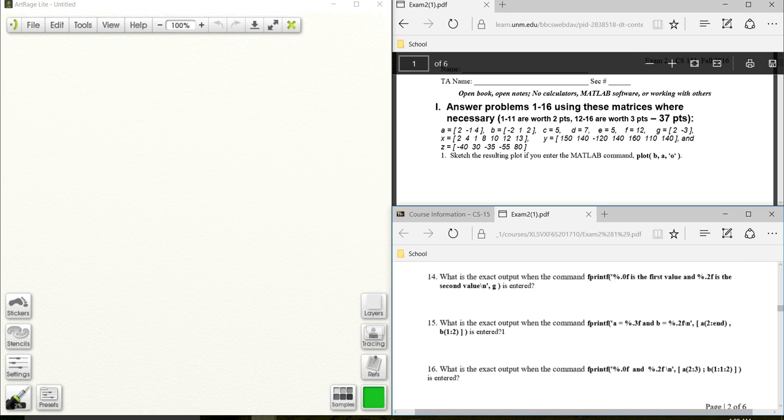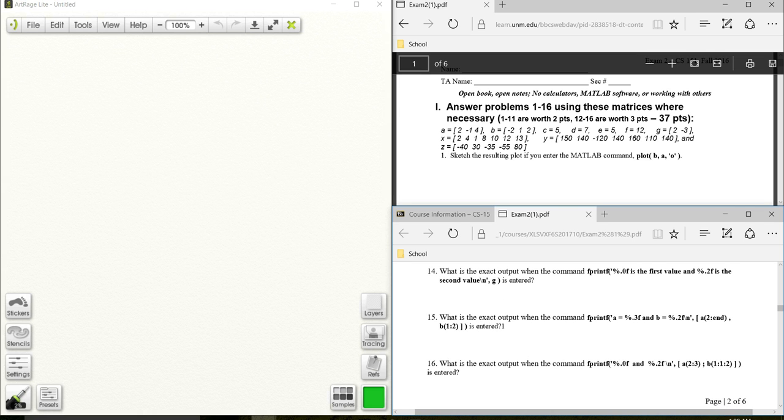Problem 14, fprintf. %.0f is the first value and %.2f is the second value. Line feed, g. And what is the exact output when this is entered? Well, let's figure out what g is. g is the matrix 2 and -3.